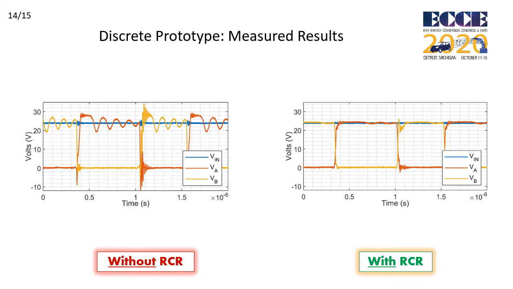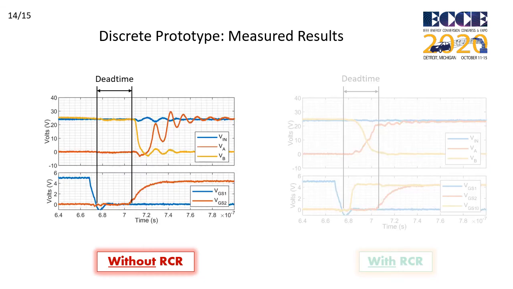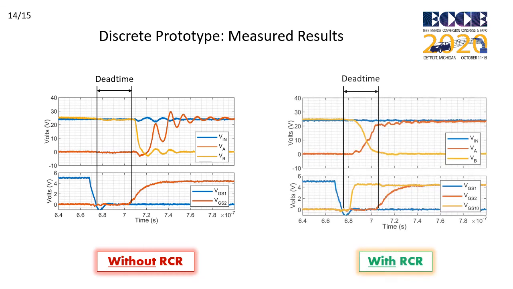If we now zoom in on a specific phase transition, we see that without RCR, switch nodes VA and VB must abruptly transition to their new bias points once the next phase engages. With RCR enabled, we see that SR closes during the dead time and losslessly redistributes parasitic charge to the correct locations before the next phase engages.